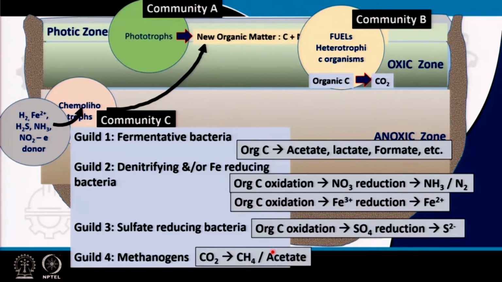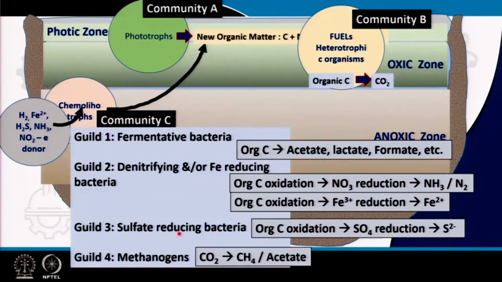And lastly, guild 4 would be the methanogens. These are basically the archaea present there. These archaea could be acetoclastic, or hydrogenotrophic, that is hydrogen utilizing archaea, or acetate utilizing archaea, and some of them could also help in acetogenesis. So, these 4 guilds could be easily expected.